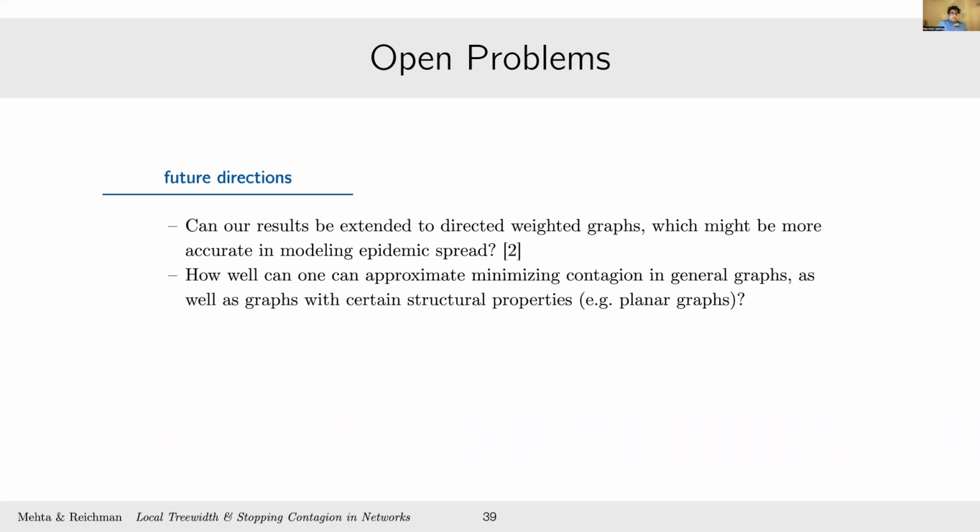With that, I want to wrap up and talk about some future directions for our research. First, we're really interested in seeing if our results can be extended to directed graphs and weighted graphs. This might be more realistic in terms of actually modeling epidemic spread. We also focused a lot on solving this problem exactly. How well can you approximate this problem, perhaps on planar graphs?